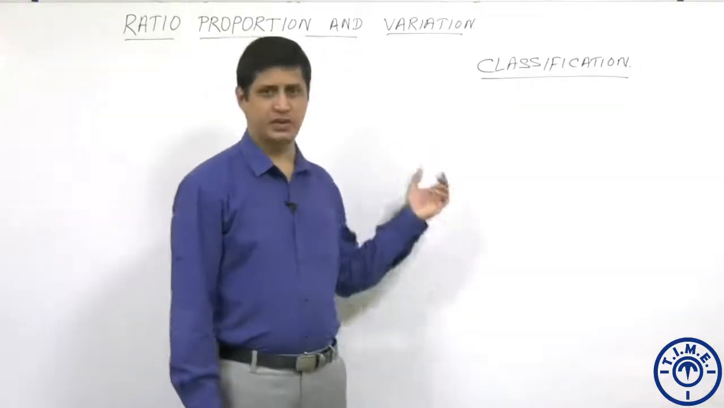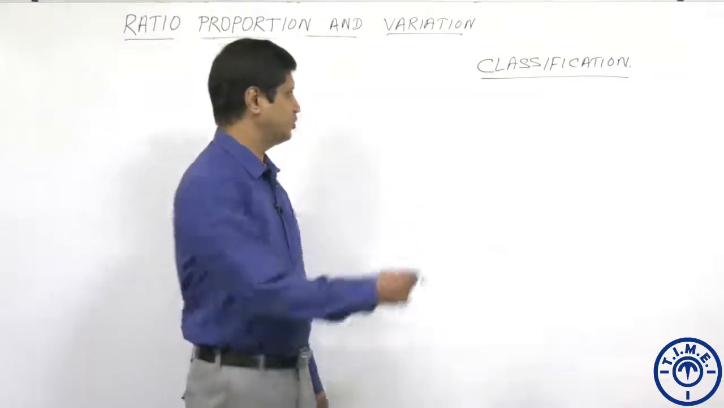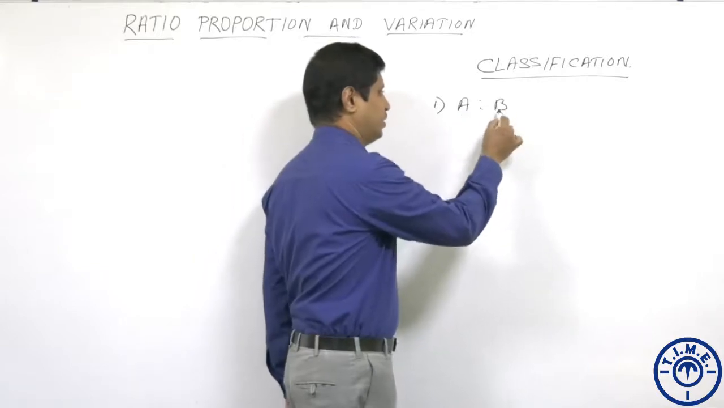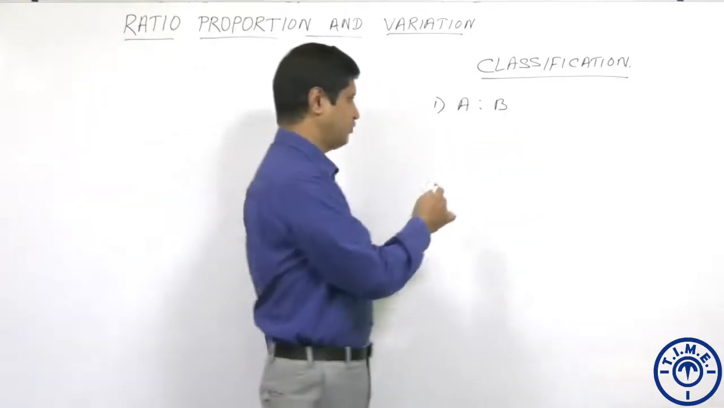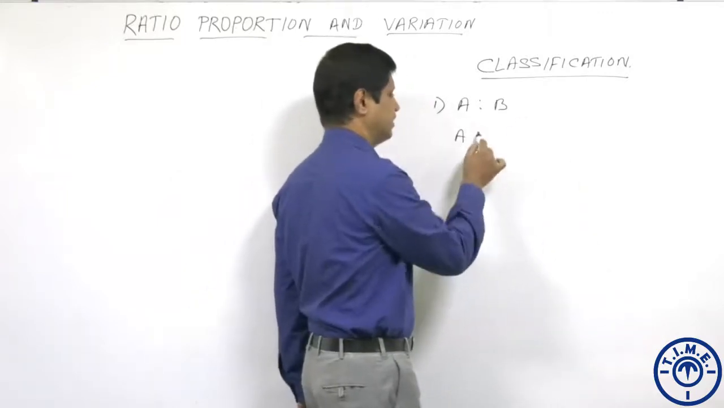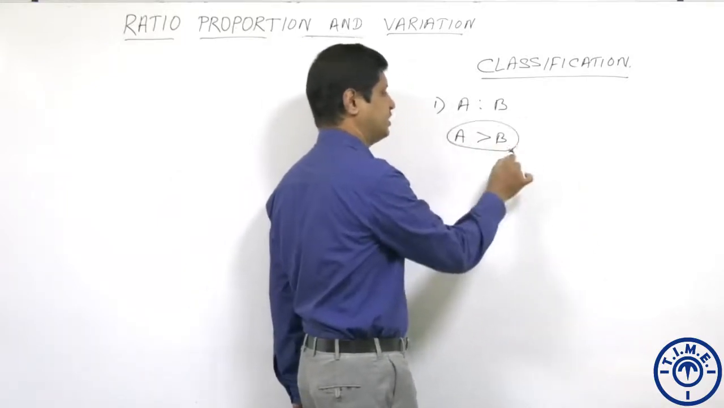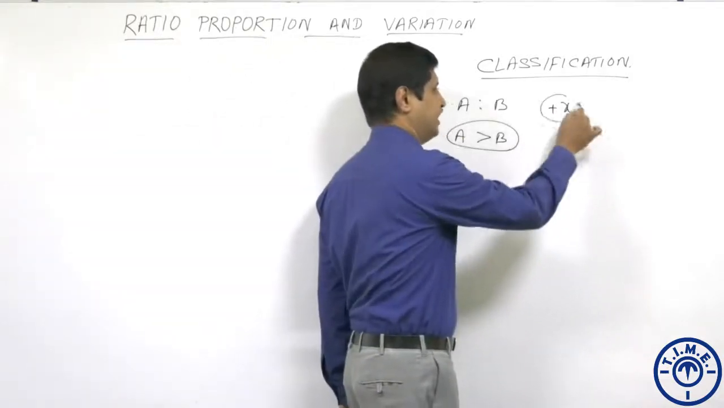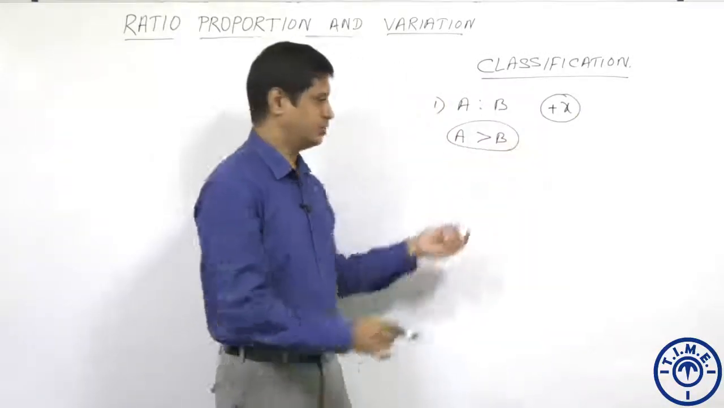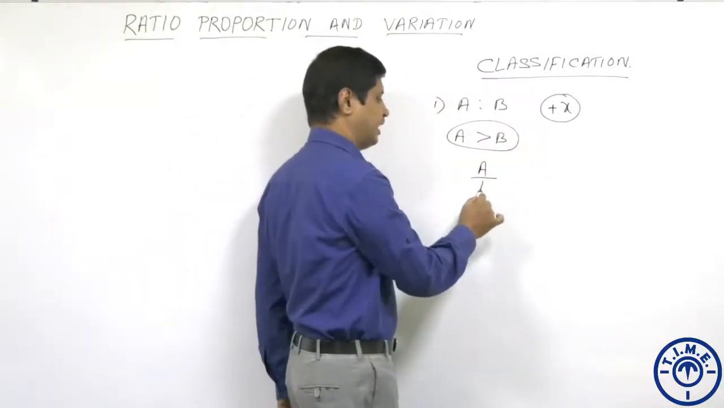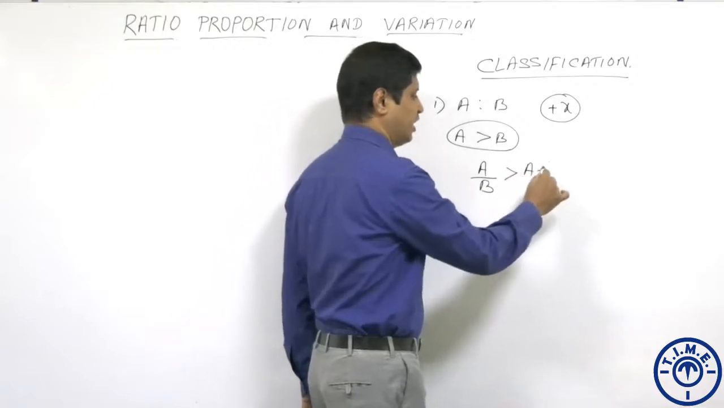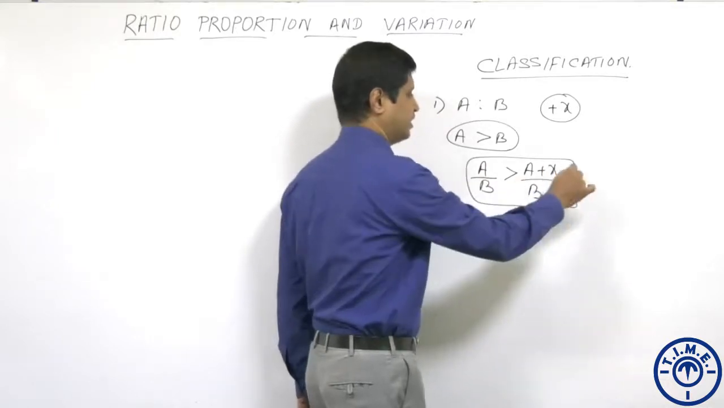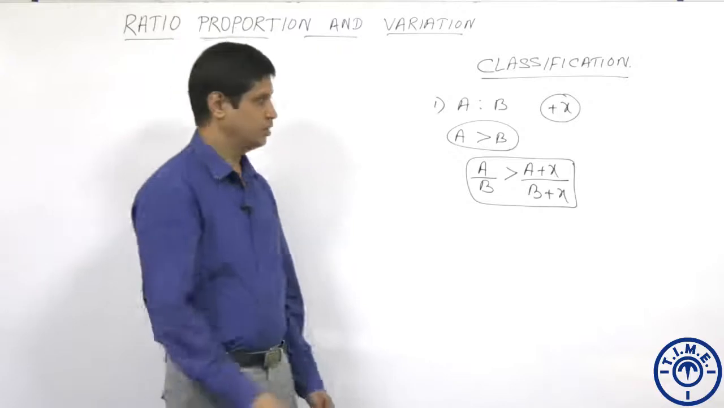Now, classification of ratios. Classification of ratio means just observing the A and B terms. A is to B is a ratio where the value of A is greater than the value of B, meaning the antecedent is greater than the consequent. When a positive value X is added to both the terms, then what is the result? A by B is always greater than A plus X by B plus X. It is called greater inequality ratio.